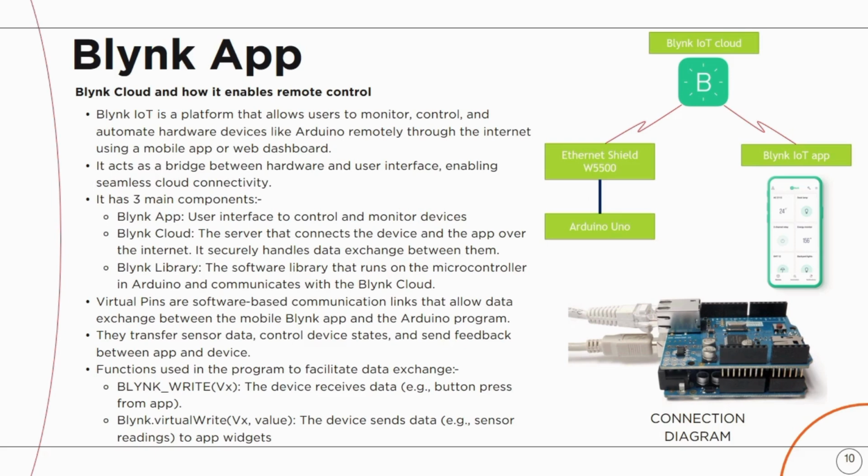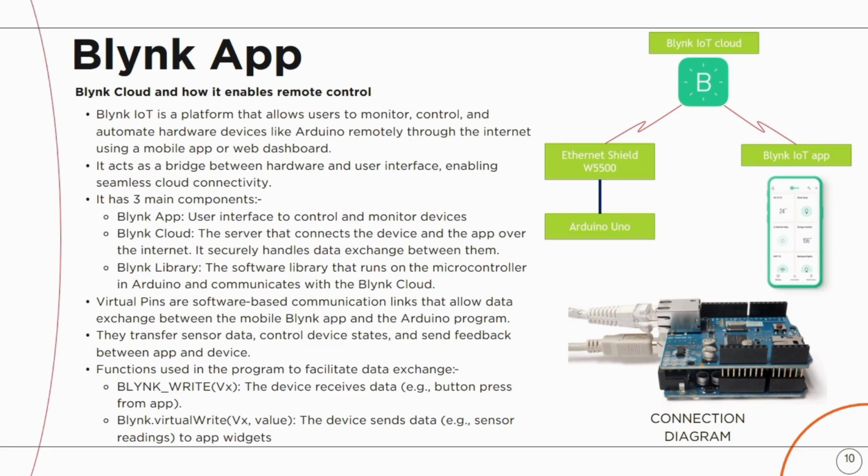Blynk app. The Blynk cloud enables us to remotely control and monitor the hardware devices like Arduino through the internet using a mobile app or a web dashboard. The Blynk app acts like a bridge between hardware and user interface and enables seamless cloud connectivity. It has three main components: the Blynk app, the Blynk cloud, and the Blynk library. The Blynk app is a user interface to control and monitor the devices. The Blynk cloud is a server that connects the device and the app over the internet. It securely handles data exchange between them.